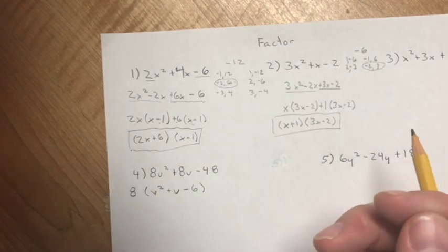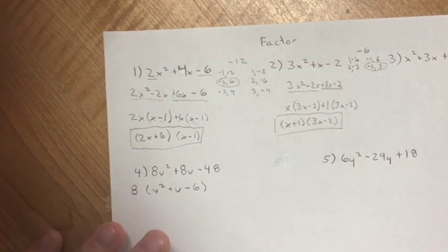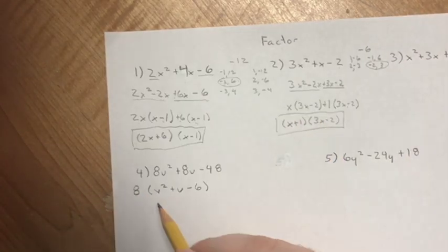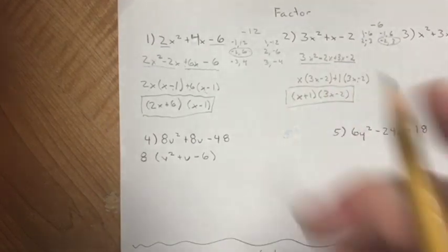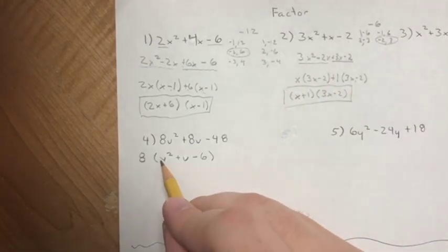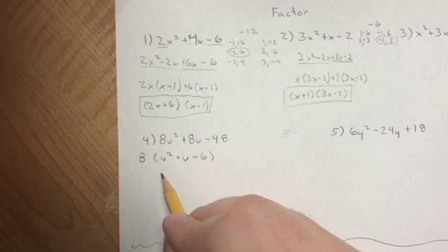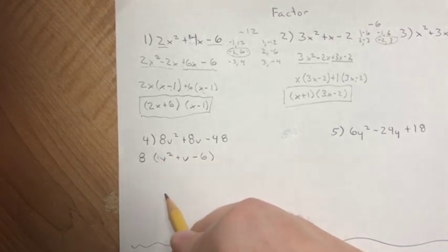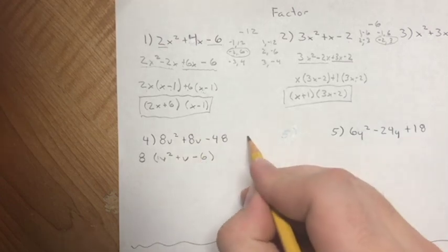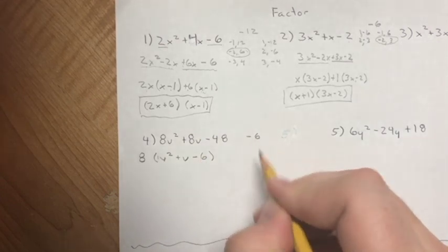Now I have to ask myself special products, which there isn't one, and then I need to see if I can factor this term through grouping, which I can. So really, let's go ahead and look at step A. It says multiply A times C. There's nothing in front of it but like an invisible 1. So 1 times negative 6 gives me a negative 6.